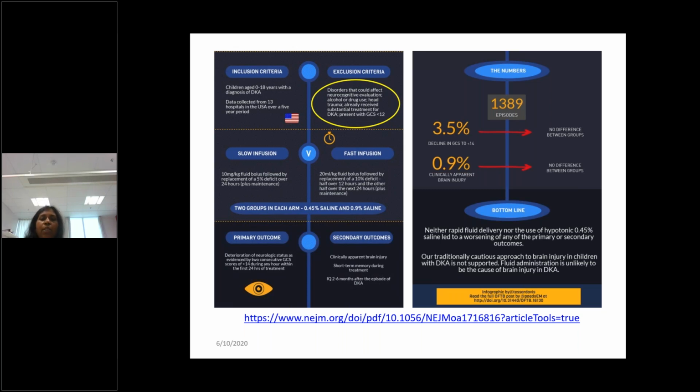So fluid administration, we always feared, and in the previous protocol, we always actually kind of fluid restrict them in view of fear of cerebral edema and brain injury. However, that's not the case.